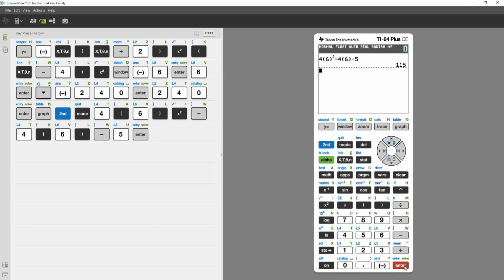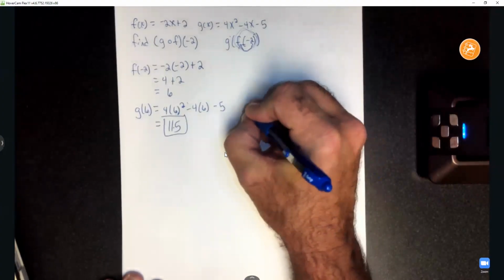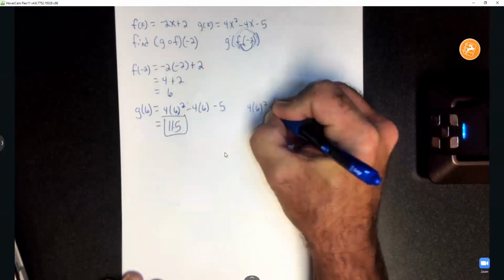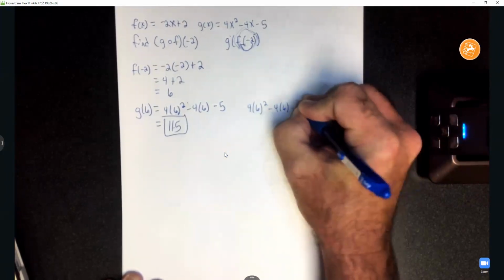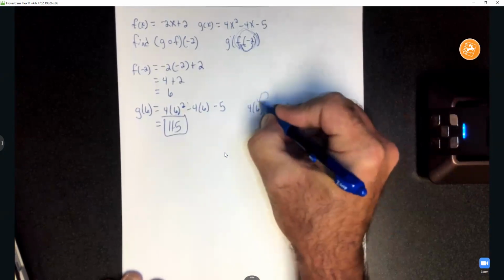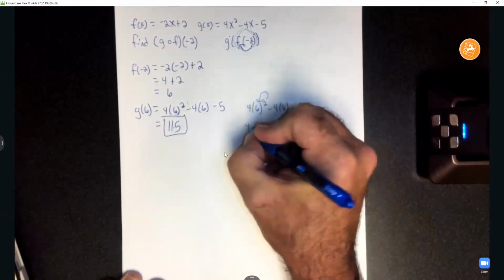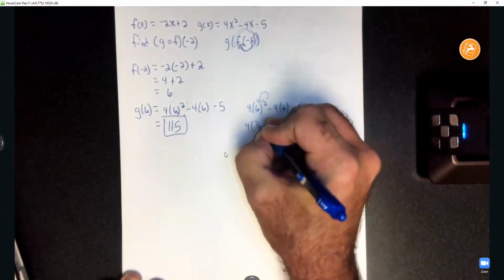If you wanted to do it by hand, let me go back to that pad. So by hand, you got 4 times 6 squared minus 4 times 6 minus 5. First thing you do is that exponent. So that gives you 4 times, 6 times 6 is 36.